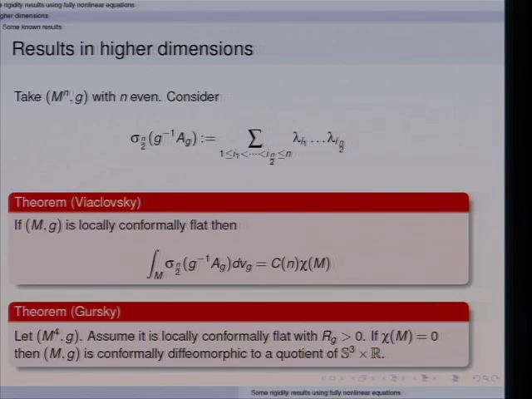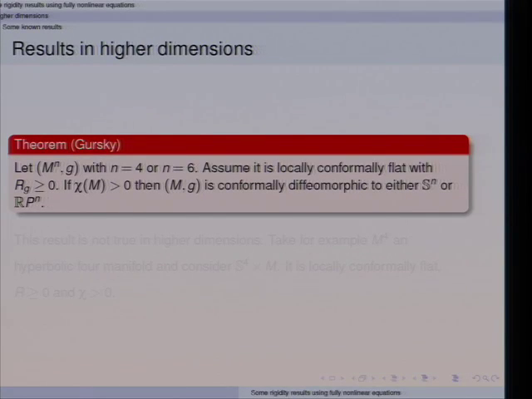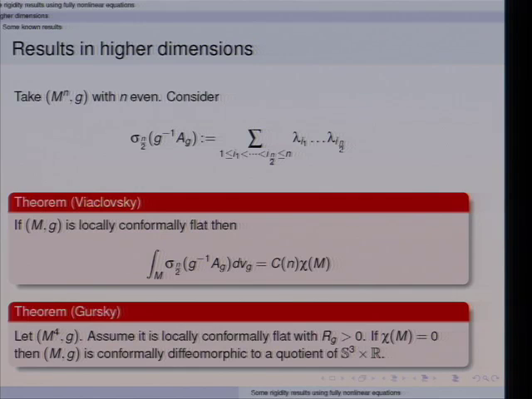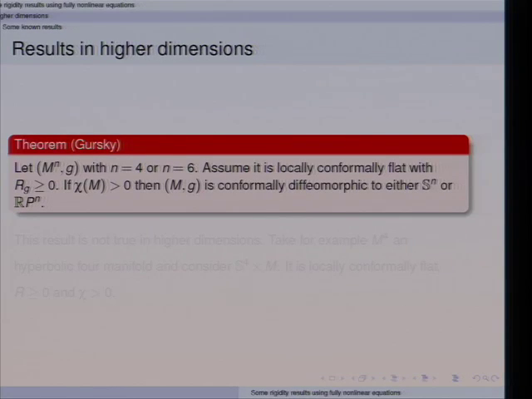Okay, historically, this was the second one. The first one is the one I'm going to state now. So this theorem is older than the previous one. So take M of dimension 4 and 6. You still assume that it's locally conformally flat, and you assume that the scalar curvature is non-negative. And now you assume, in the previous one, the Euler-Poincaré characteristic was equal to 0. Here you assume that it's positive. Then your manifold is conformally diffeomorphic to Sn or RPn.